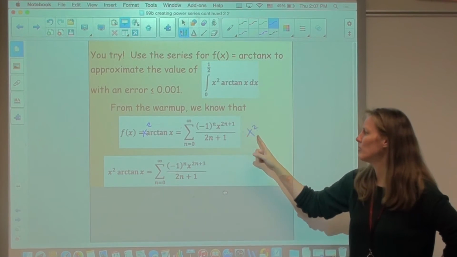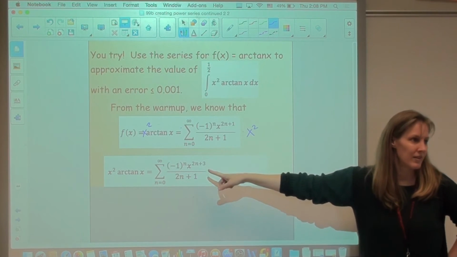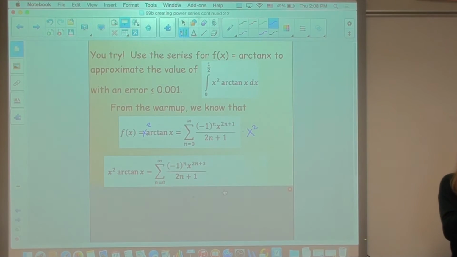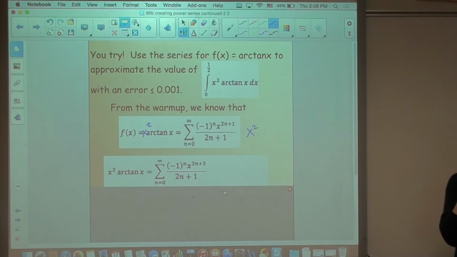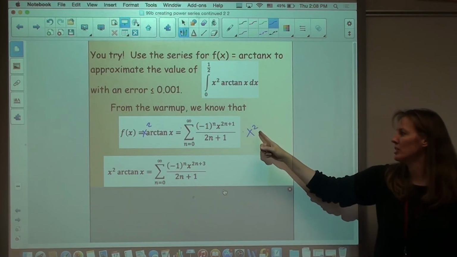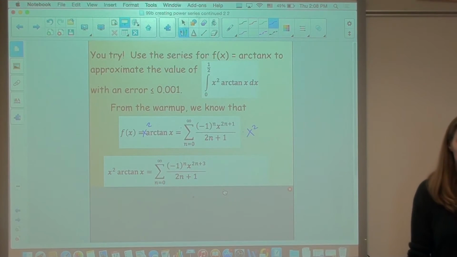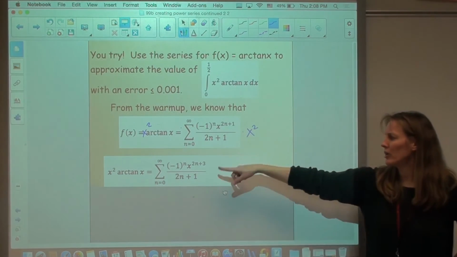Okay, is that okay? When you're multiplying, you just add the exponents. Yeah, you're just adding the exponents. You have 2n plus 1 plus 2, and you get 2n plus 3. Okay? Are y'all okay with this?